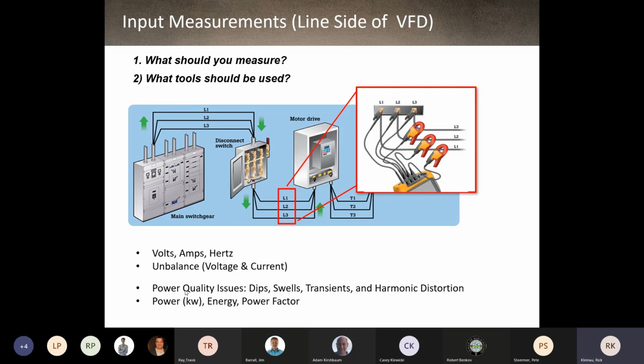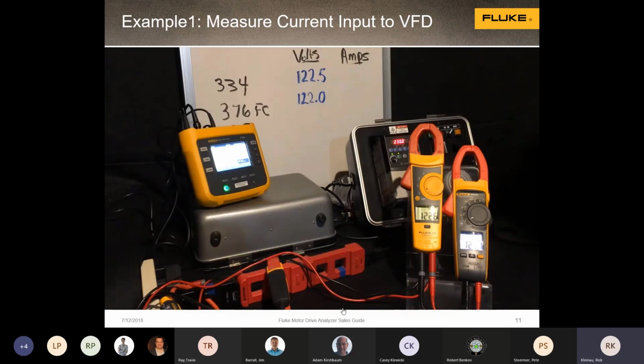Now, if you suspect power quality issues, dips and swells, things that can cause the drive to trip on an over voltage fault, transients or harmonic distortion, then you need some more sophisticated tools. Same would be true to just look at energy or power factor.